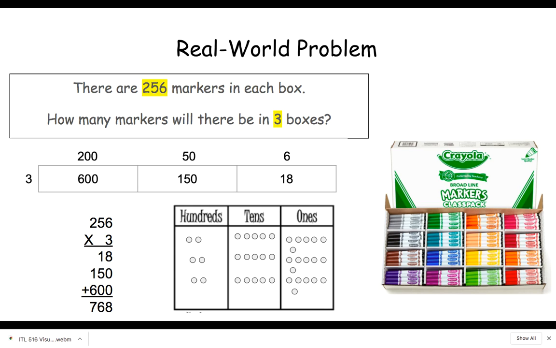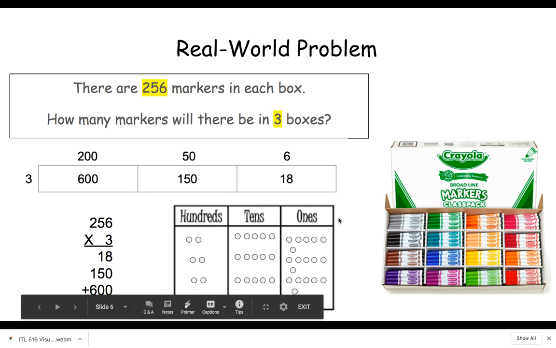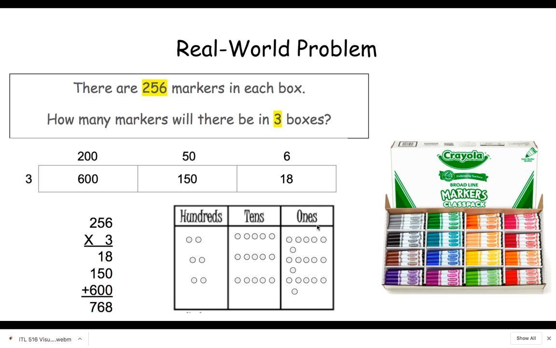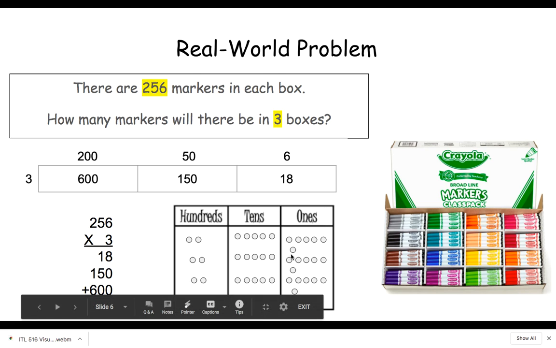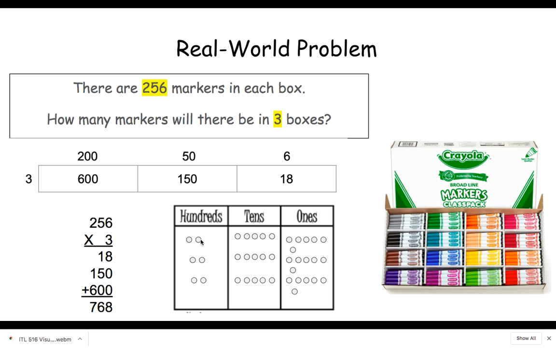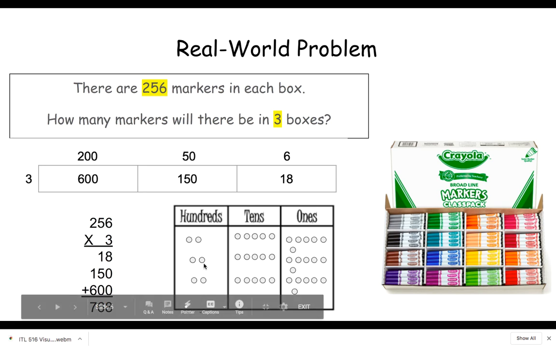If you feel more comfortable using the discs, take out the place value chart, and you will draw the 6 ones 3 times for the 3 boxes. So here's 1 time, 2 times, 3 times. Then you will have discs for the tens, 5 tens, 3 times for the 3 boxes, 1 time, 2 times, 3 times. And 2 discs in the hundreds for the 200s, 3 times, 1 time, 2 times, 3 times.